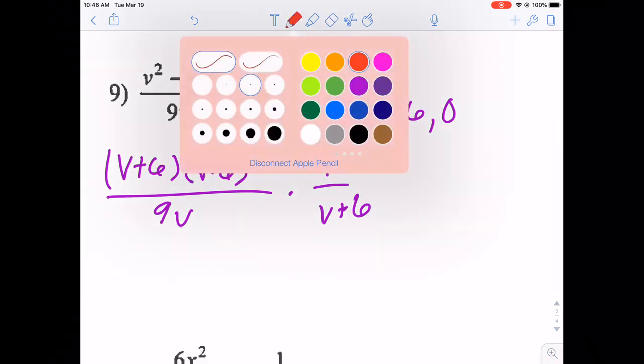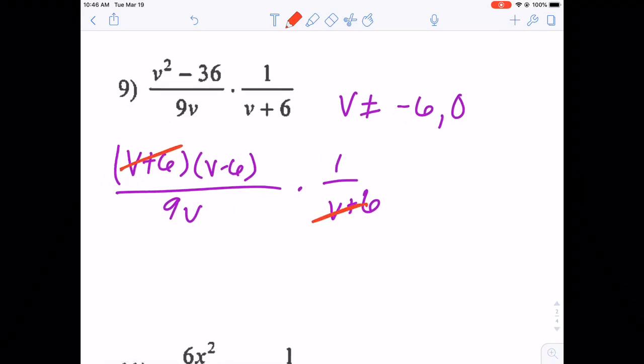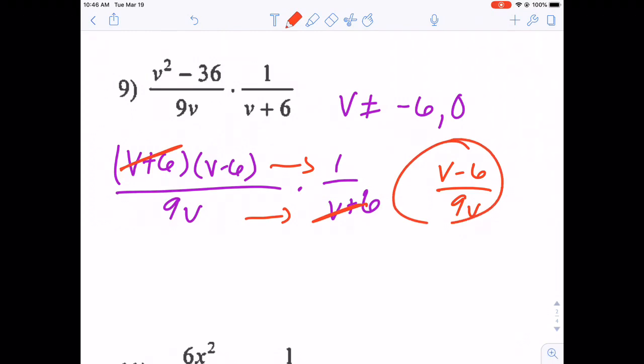Okay, now cancel. So v plus 6 cancels with v plus 6. Notice they're not in the same fraction, but one is from the numerator, one is from the denominator. Now that you've canceled everything you can, we're going to just look at everything that's left in the numerator and everything that's left in the denominator. In the numerator, I just have v minus 6 times 1, which is just v minus 6. In the denominator, I have 9v, and that's it. You cannot cancel this v with that v. Those do not cancel, because the top v is wrapped up with that subtraction sign. So that's all we can do there. So this is our final answer, of course, along with our restrictions.